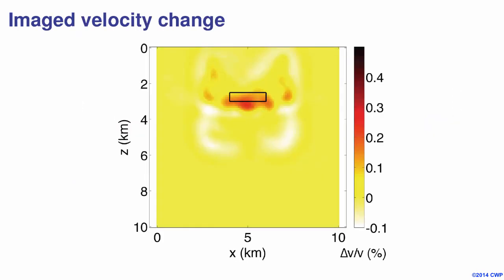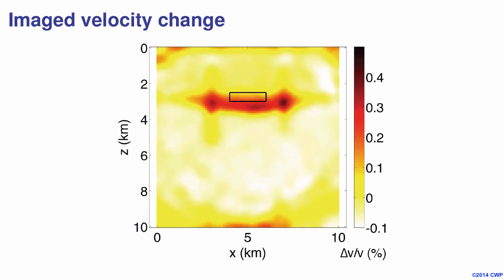And what you see from the image results is that for the early part of the coda, we were able to image the location of the change with slight deviation. The black rectangle shows you the original location of the change. And I would also like you to remember that the magnitude of the velocity change is 0.5%.